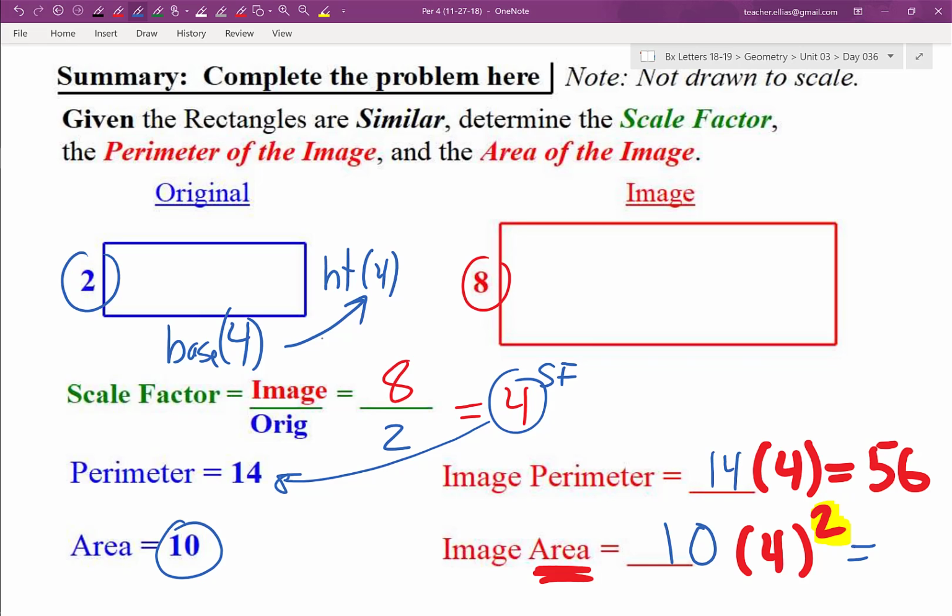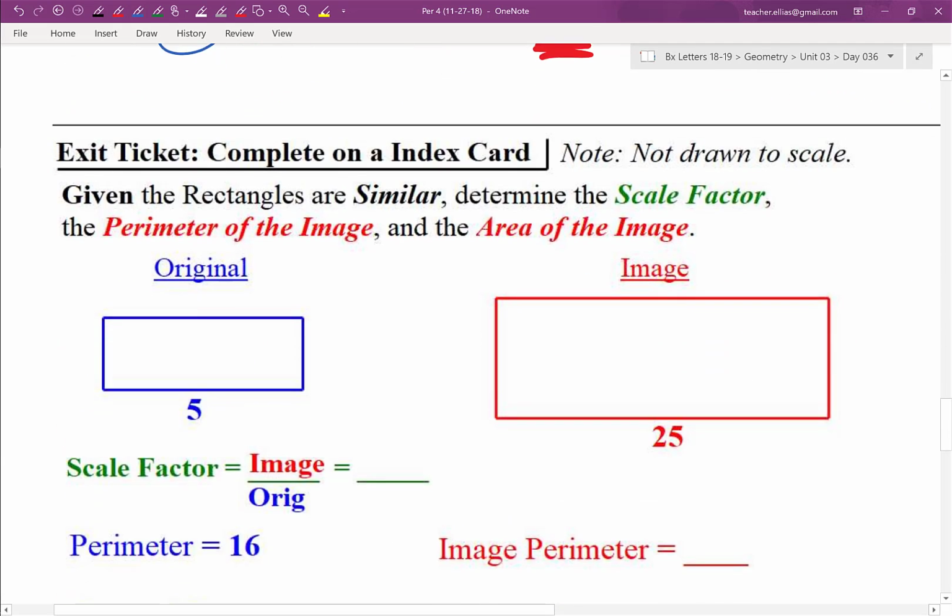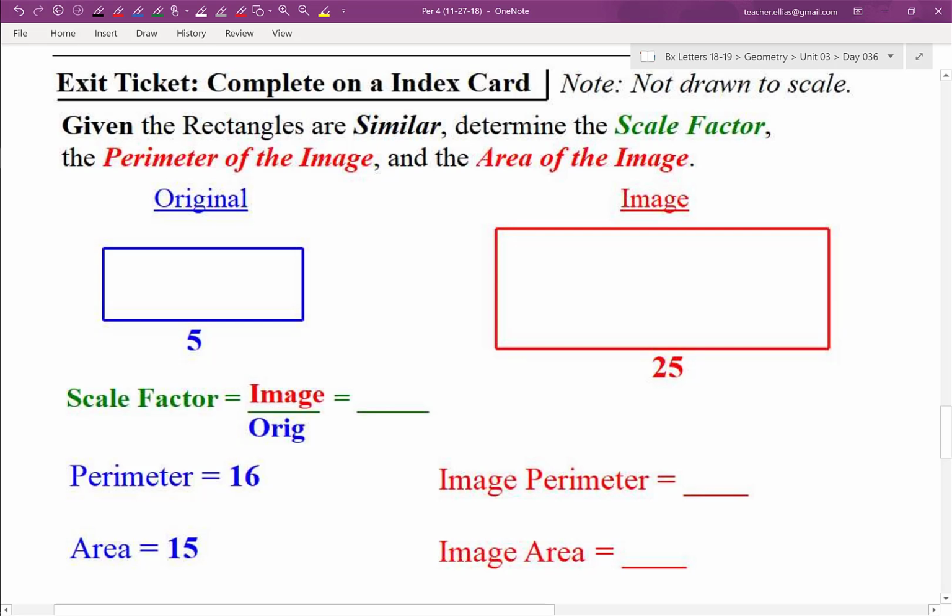That was my timer. There's 5 minutes left. All you're going to do for an exit ticket is you have that bottom problem on your sheet. You're going to put your answer on here with your name. You can do your work there, but for this one, I want to see your scale factor, your image perimeter, and your image area on this exit ticket. As soon as you're done, you can pack it up.